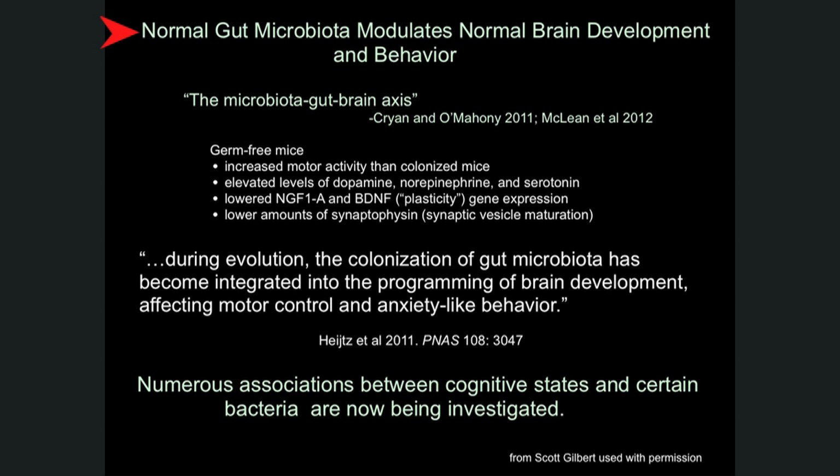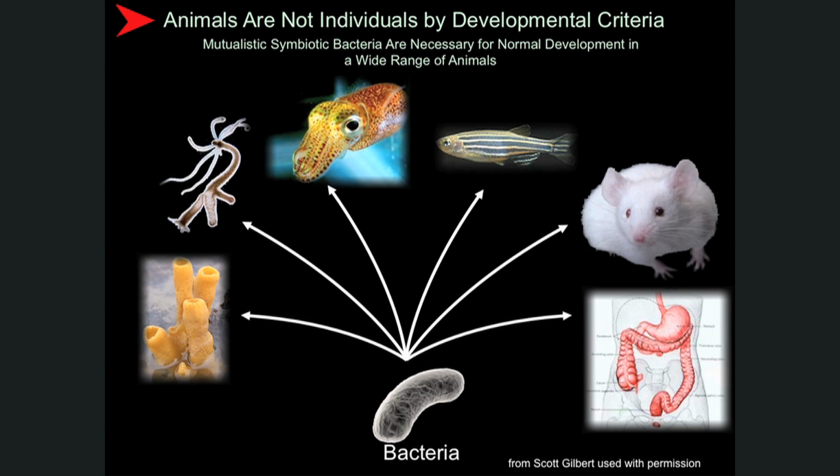So normal gut microbiota modulates normal brain development and behavior. During evolution, the colonization of gut microbiota has become integrated into the programming of brain development, affecting motor control and anxiety-like behavior. So, for instance, the neurotransmitters that you have in your bloodstream, serotonin, is not manufactured by you. It's manufactured by your microbiota. We're not individuals in a developmental sense because bacteria are involved in all of these different kinds of systems. Things like obesity, etc., are controlled by your microbiota.